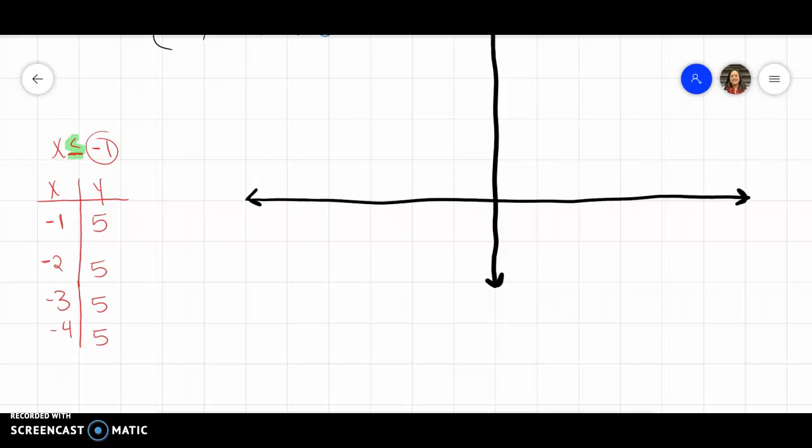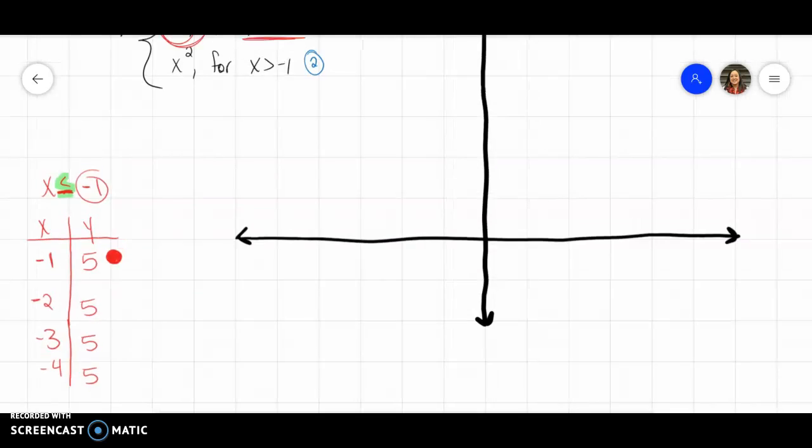So this is a habit that I have for students. If you have that equal to symbol there, I would always tell my students to put a closed circle there to remind us that that value is included. Okay? So let's graph that.